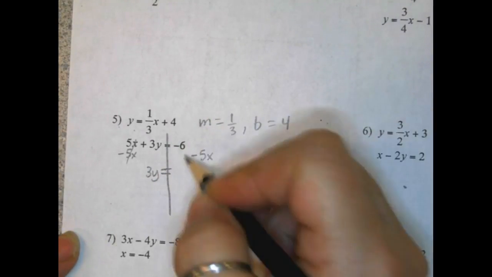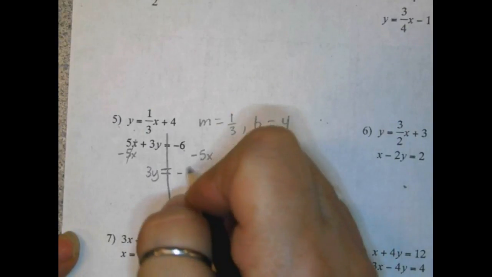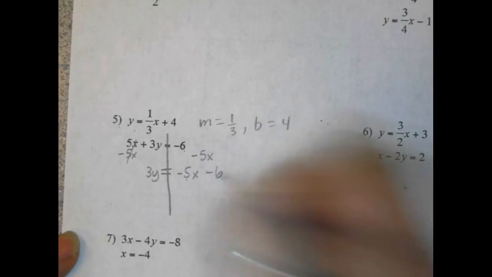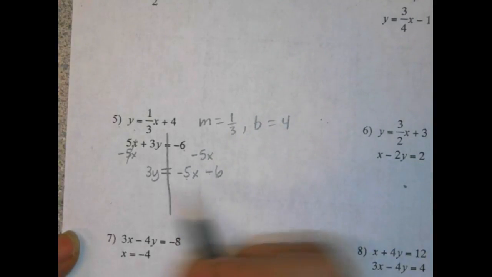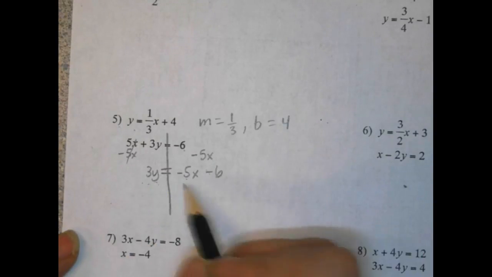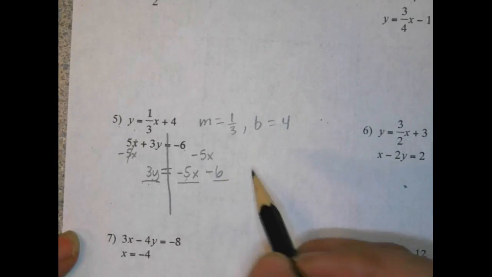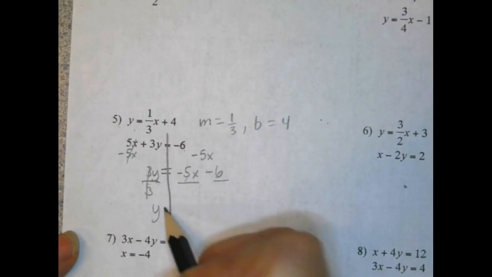And what do I want to write first, my negative 6 or my negative 5x? I want that 5x ahead of my 6 because that's my mx plus b. Okay? Do you have a question? No? Okay. So now I have a 3y, but I don't want 3y. I want y all by itself. So to move this, what do I need to do to every term? I need to divide every term by what number? By 3. This becomes 1 or just y.